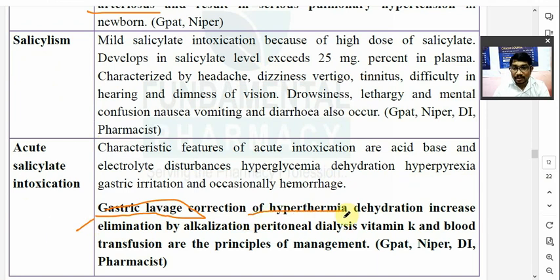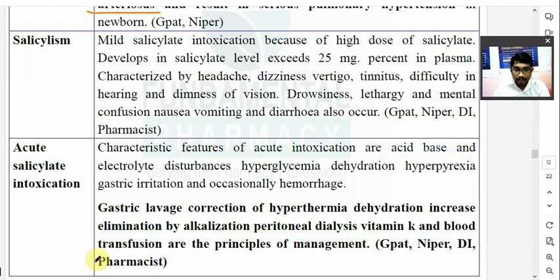Correction of hyperthermia, जो बॉडी टेम्परेचर बढ़ गया है उसको कम करना. डिहाइड्रेशन करेक्शन. Elimination of aspirin by alkalization of urine. सोडियम बाइकार्बोनेट से सैलिसिलिक एसिड का रिमूव हो जाएगा. अल्कलाइजेशन, पेरिटोनियल डायलिसिस. विटामिन के देना है क्योंकि एस्पिरिन क्या है? एंटीप्लेटलेट है, ब्लीडिंग को बढ़ा देगा. विटामिन के क्या है? कोएगुलेंट है.